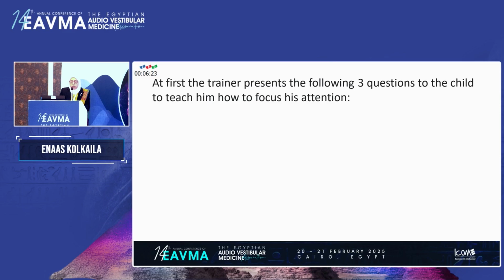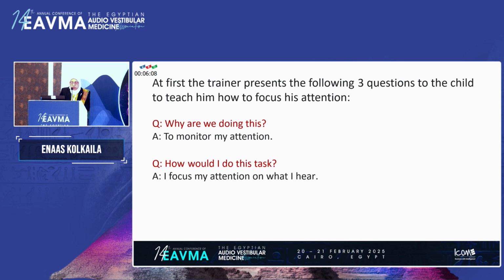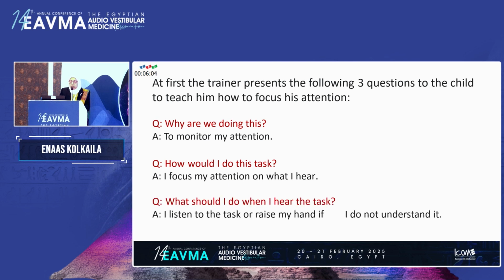Before applying the program, the trainer presents the following three questions to help the child to focus on the coming task. The first question was, why are we doing this? To monitor my attention. How would I do this task? To focus my attention on what I hear. And finally, what should I do when I hear the task? I listen to the task or raise my hand if I don't understand it.